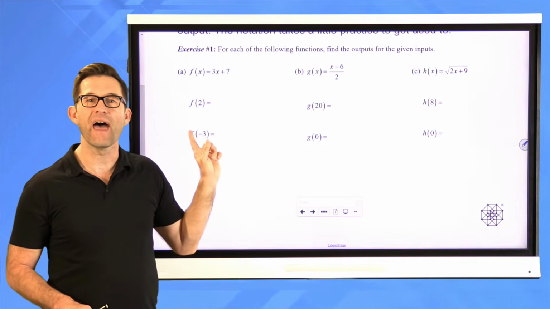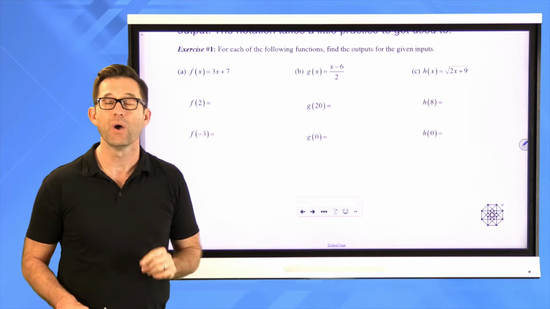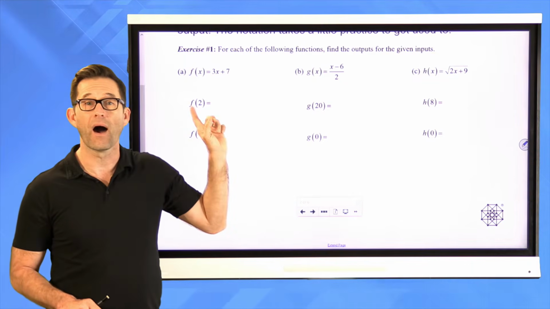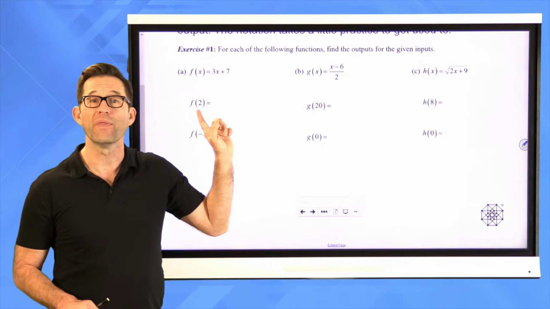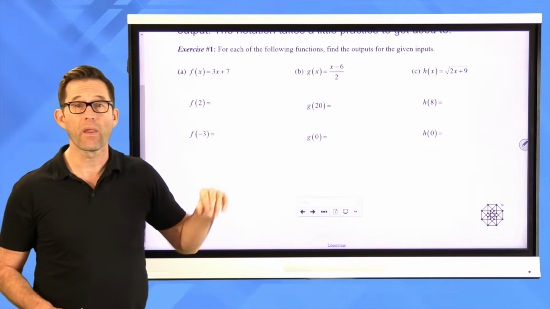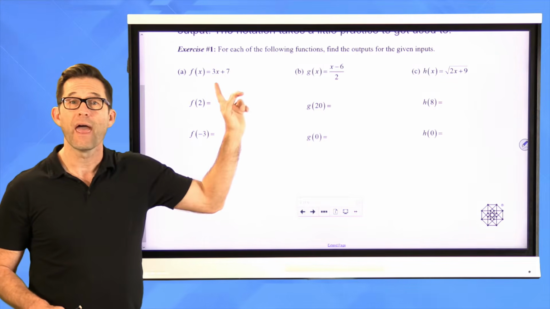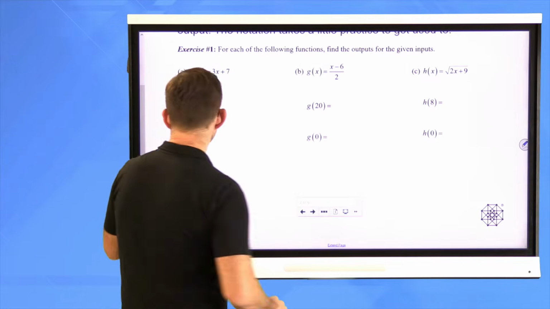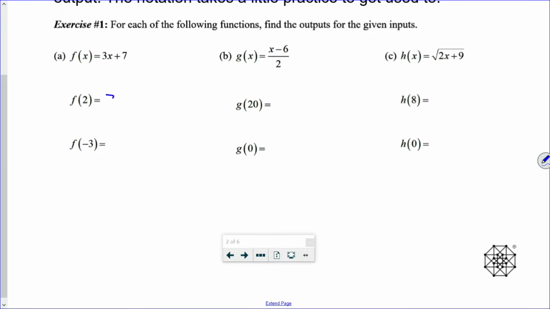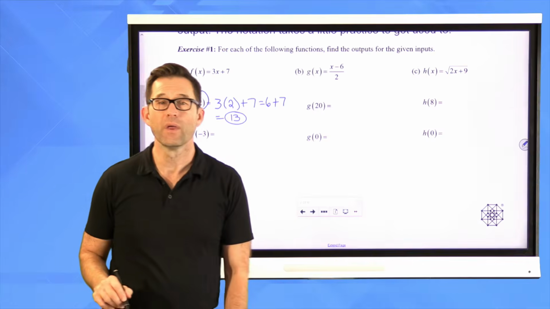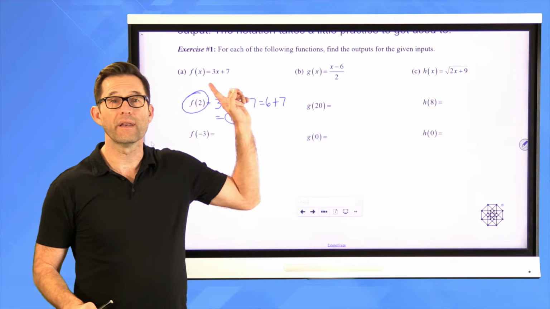So when I see f of 2 equals, what that's telling me is that I want the function output when the input is 2, and then all I have to do is take my input and put it into the rule. So in other words, f of 2 is 3 times 2 plus 7, which is 6 plus 7, so f of 2 is 13. That's it. The rule is sitting right here.